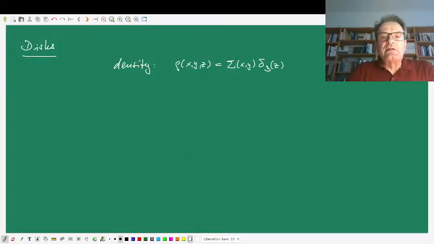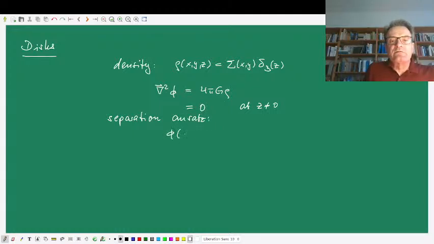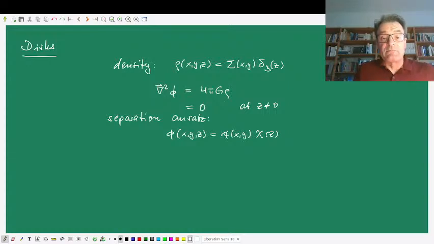Okay, now what does the Poisson equation tell us about this thing? So the Poisson equation says, as always, nabla squared phi, where phi is the disk potential, equals 4 pi G rho. But rho is 0 everywhere outside the xy plane, so we can say that this is 0 at z different from 0. All right, now what do we learn from that? The ansatz for the density that we have here suggests that we make a separation ansatz for the potential as well. So let's have a separation ansatz. Phi of x, y, and z is going to be psi of x and y times a function chi of z. That's the separation ansatz we make.